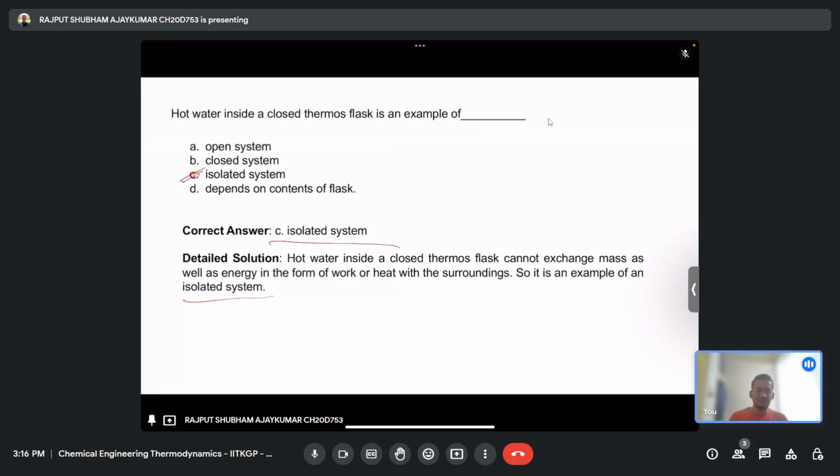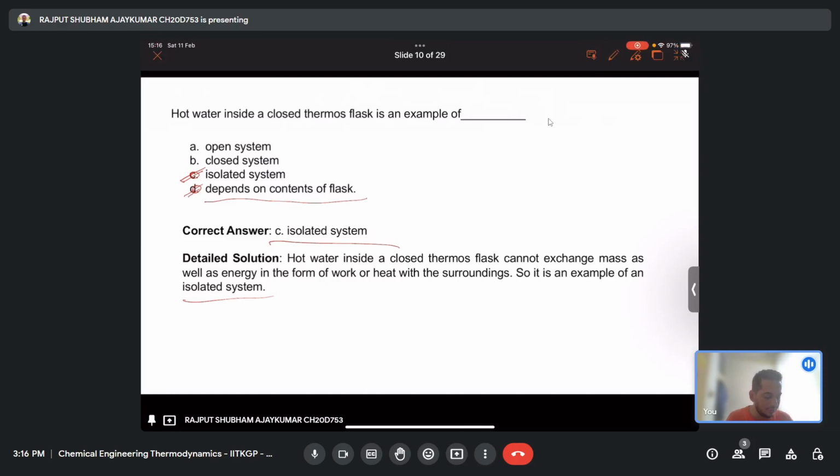It's the simplest question, but someone might make a mistake if they don't know what open, closed, and isolated systems are. The fourth option is also the trickiest one, saying it depends on the content of the flask. If you don't know whether it's a thermos or not, you might say D is the correct answer because you don't know. But don't make assumptions if you don't know. It's better to go through the concepts of thermodynamics.